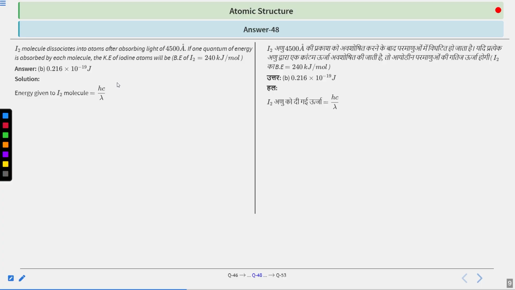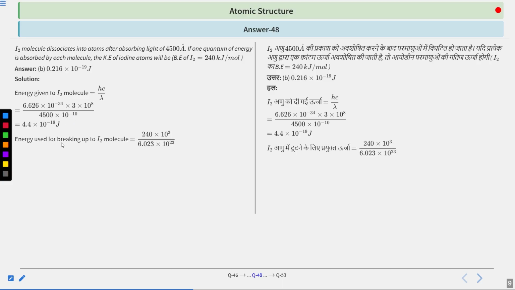Now what is the energy of the light that has been radiated on the I2 molecule? It will be hc by lambda. Your lambda value is given. So if we put this value here, lambda is 4500 angstrom, which is 4500 into 10 to the power minus 10 meter. The h value will be 6.626 into 10 to the power minus 34, and the c value will be 3 into 10 to the power 8. Upon calculation, we will get 4.4 into 10 to the power minus 19 joule. So this is the energy of the radiation that has been radiated upon the I2 molecule.